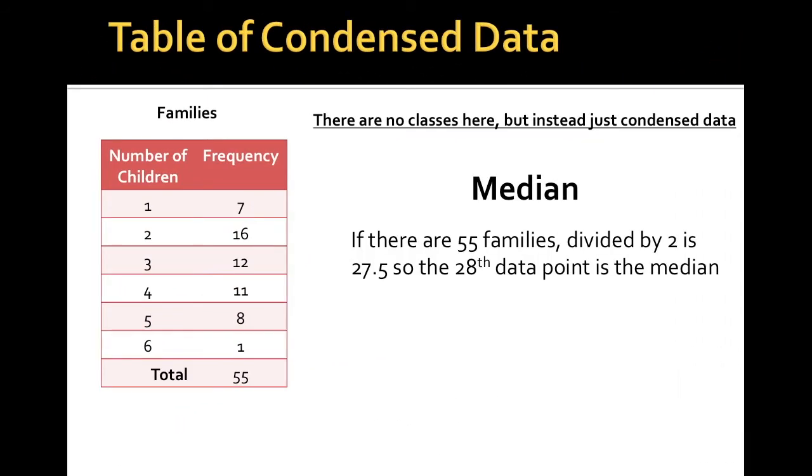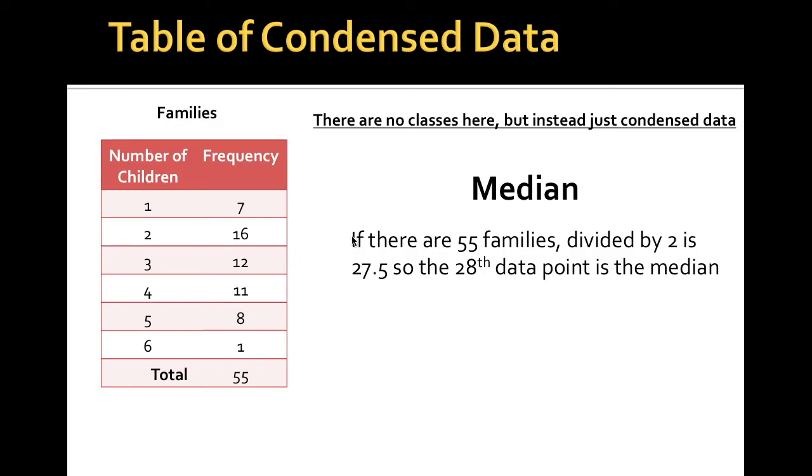Next is the median. If there are 55 families that I've asked, if I divide it by 2, it's 27.5. So I'm just going to round up and say that 28 is the data point where the median is. So here we have 7 data points. Here we have 16 data points. So there's 7 ones, 16 twos, 12 threes, 11 fours, 8 fives, and 1 six, okay? That's what frequency means. How often do I see the number 1? How often do I see the number 2? How often do I see the number 3, etc., etc.?